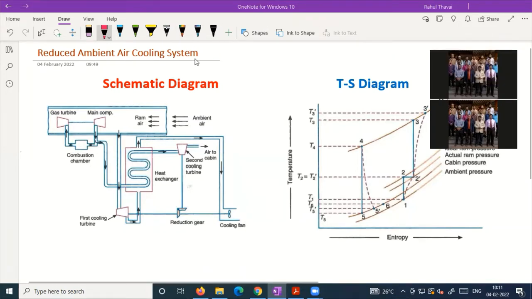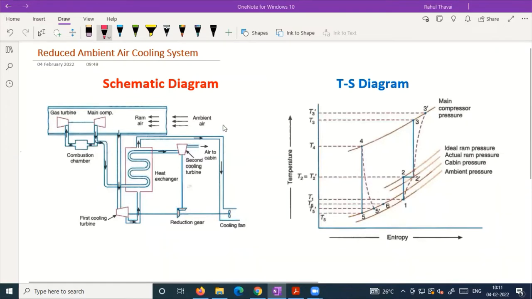Right, so as you can see in the schematic diagram, this is the ambient air which is coming in, let us say at point number 1. When the ambient air comes, there will be a ramming effect, so it gets rammed. When it gets rammed, it comes out at point number 2. So ram air comes out at point number 2. Now, what do you understand by ramming? Let us see that.